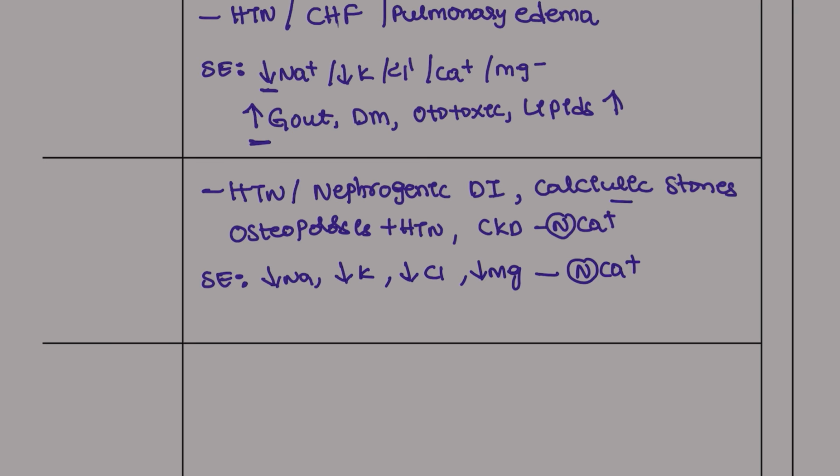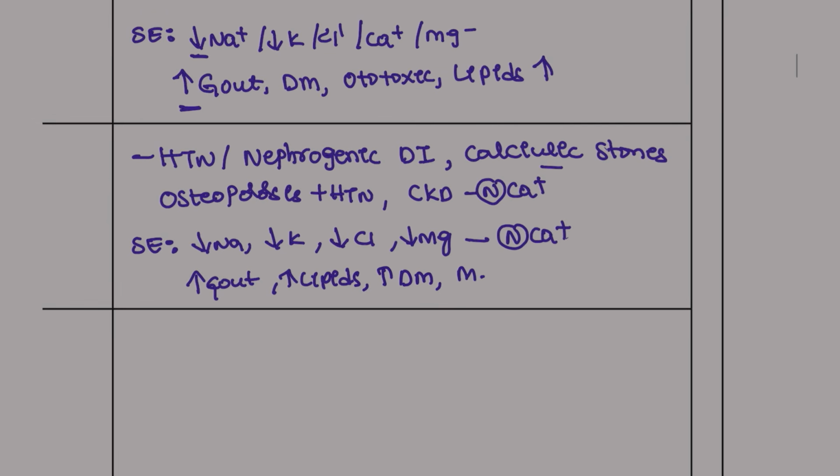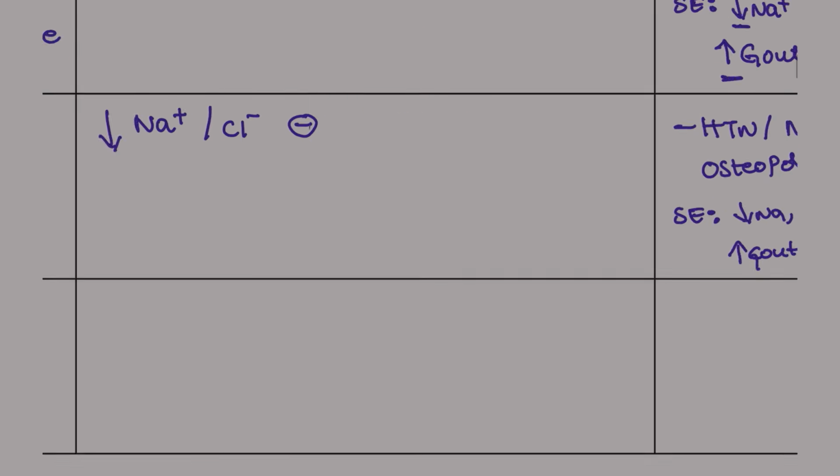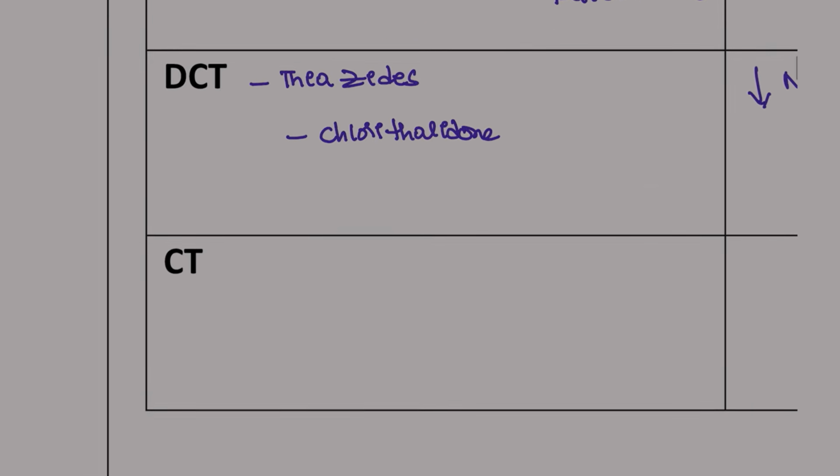And next, gout can be seen in these patients also. Lipids will be increased in these patients also. Diabetes mellitus is also seen with this condition. And another one is metabolic alkalosis. Here you can also add that this is associated with metabolic alkalosis. Okay, all the remaining side effects are the same. Next, moving on to the last type.